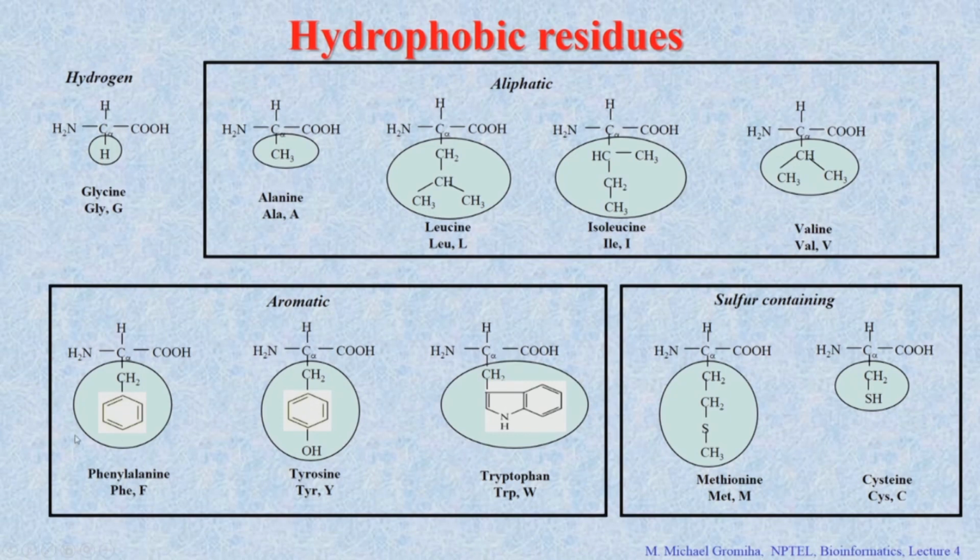Then here the three cases I put contain rings, so they are called aromatic amino acid residues. What are the three aromatic amino acids? Phenylalanine, tyrosine and tryptophan.